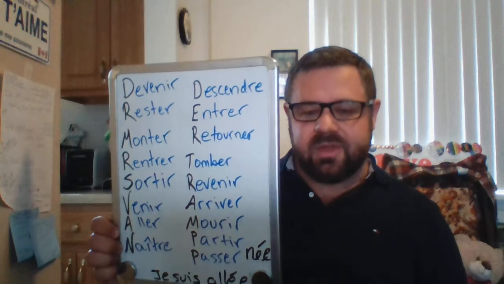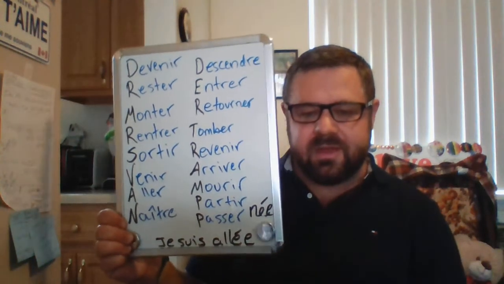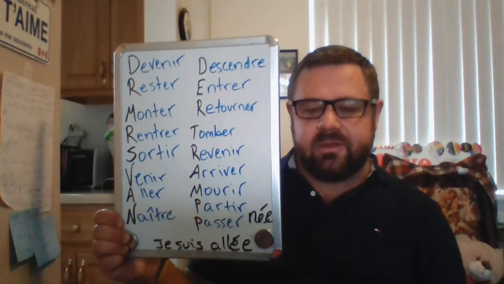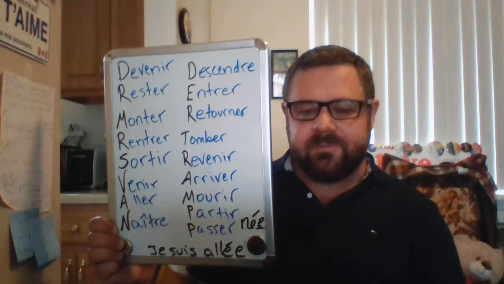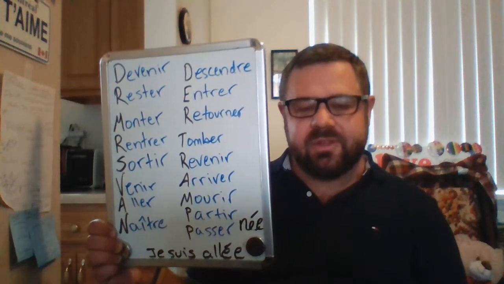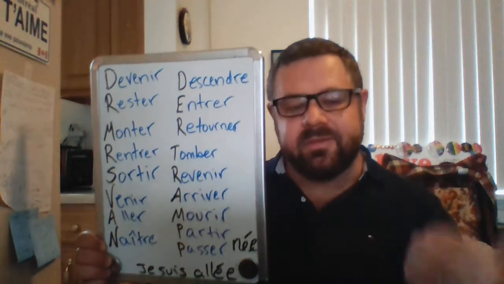Elle est revenue, she came back. If you say elle est revenue, of course, R-E-V-E-N-U-E, right? Arrivé, je suis arrivé. Elle est arrivée. Le train est arrivé. Le train, it's like masculine singular, so it's like saying he or il. The train has arrived, right? Le train est arrivé.